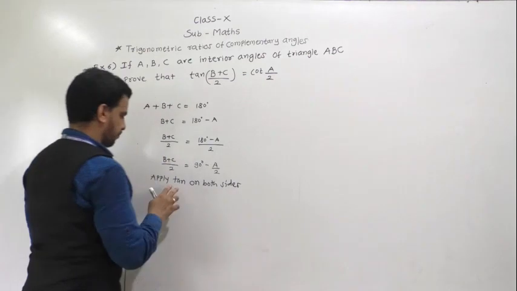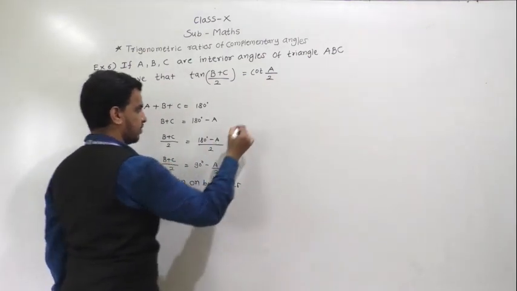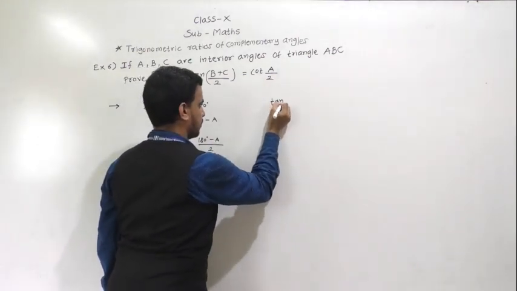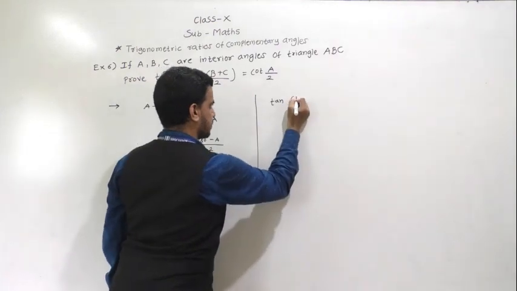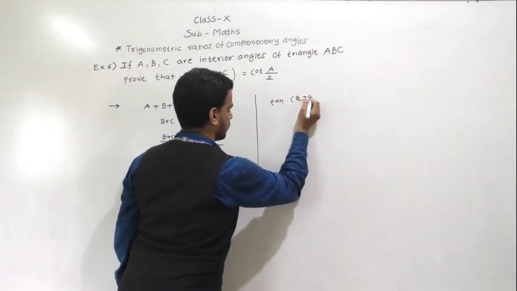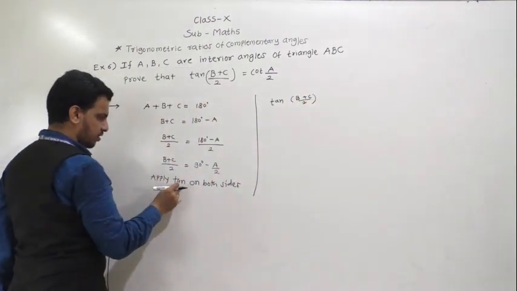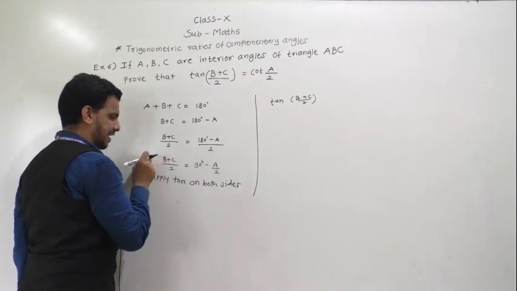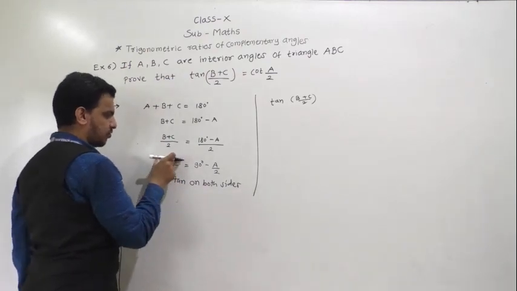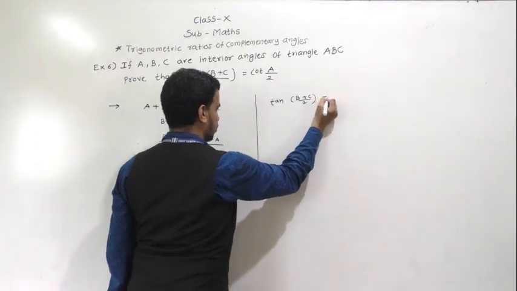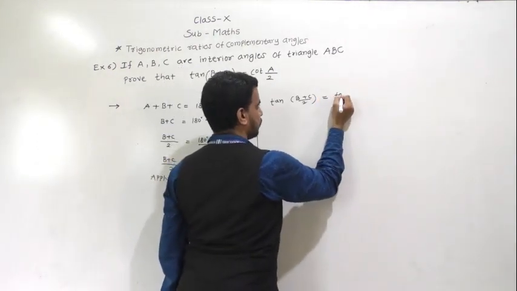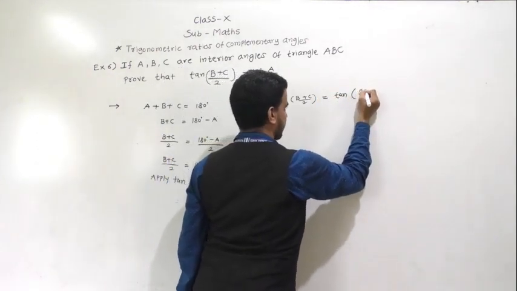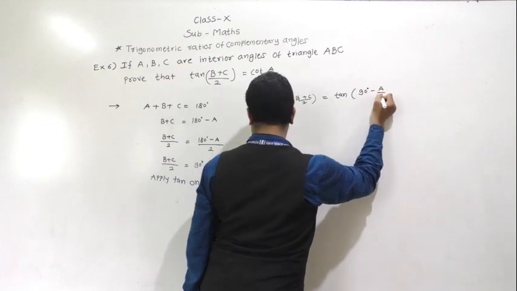Okay, so if we apply tan on both sides, we have tan of (B plus C) upon 2. Tan is a function, so we have to apply this tan function on both sides. So tan of (B plus C) upon 2 is equal to tan of (90 degrees minus A by 2).